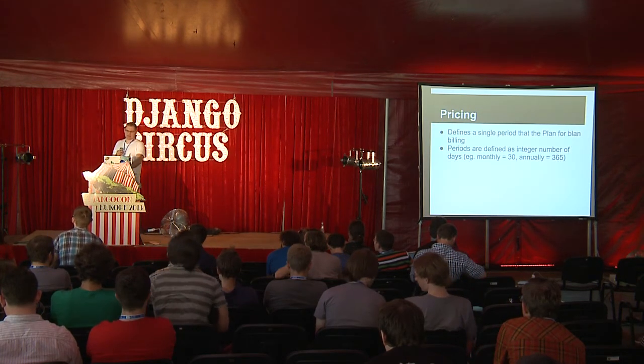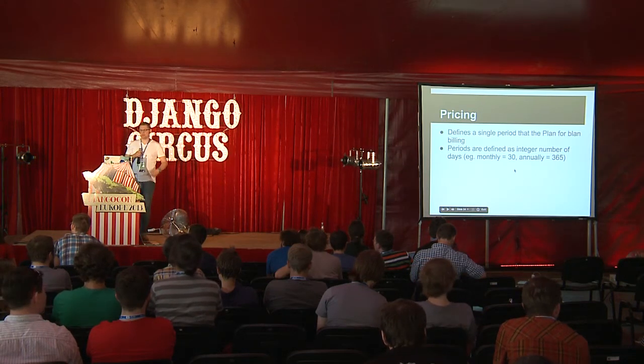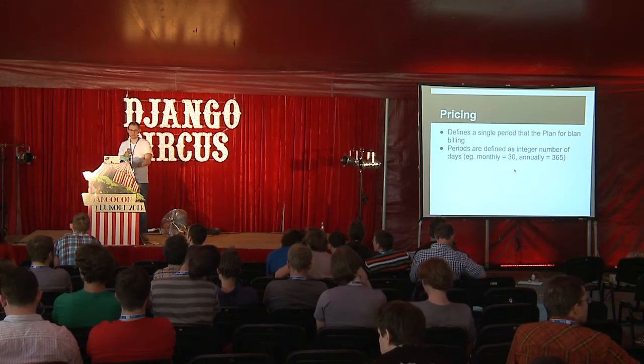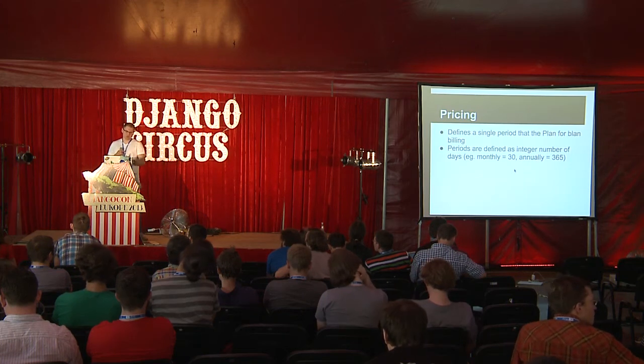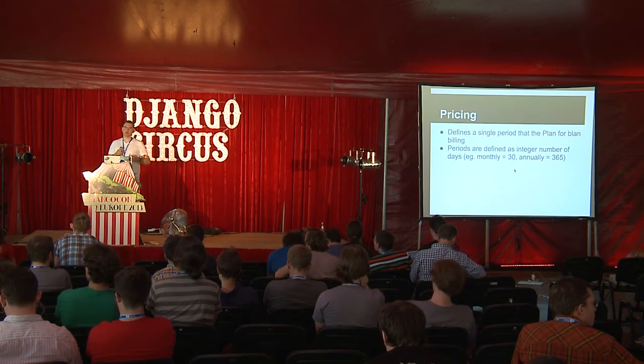And the pricing is where you define the number of days that this pricing covers. For example, 30 is for monthly or 365 for annually. So this works like that. And then you can put an actual price value on it when you create the pricing and connect the pricing with the plan.